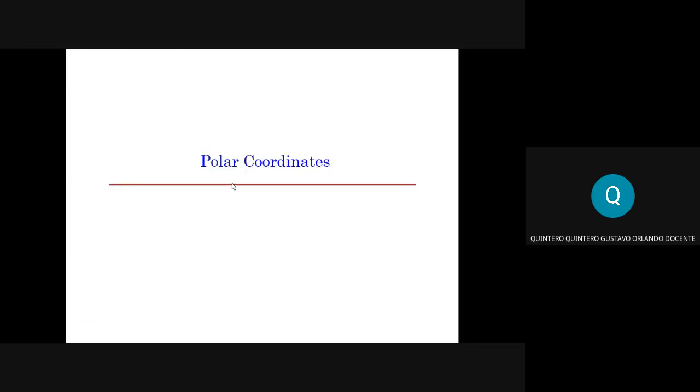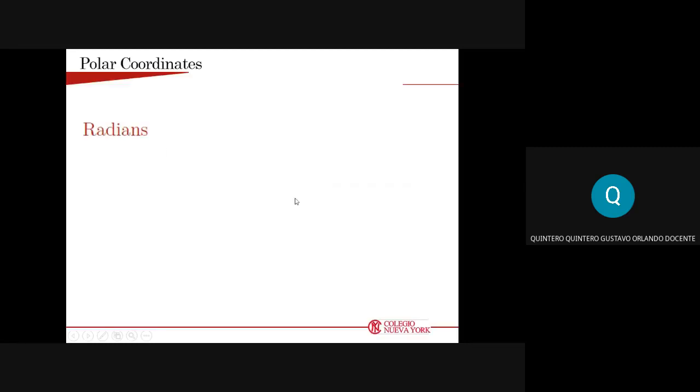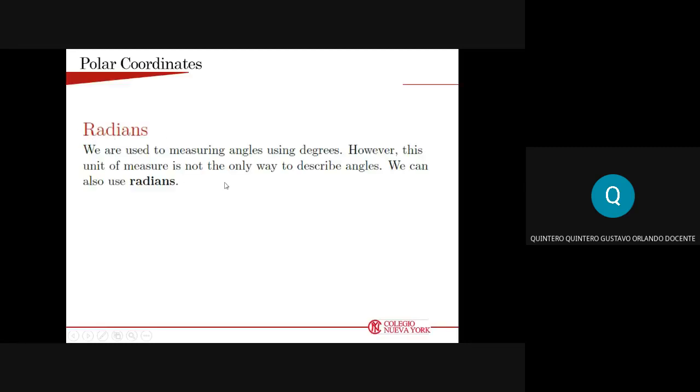And now we have a new topic for today, polar coordinates. Now, don't get scared. Please don't get scared about this name, right? This is absolutely easy. So easy that we're going to begin with something new called the radians.